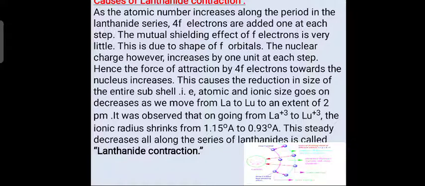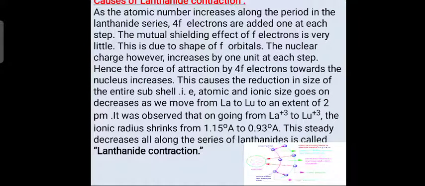This causes a reduction in size of the entire subshell. As a result, there will be a reduction in size of the entire subshell. That is, atomic and ionic size goes on decreasing as we move from lanthanum to lutetium, to an extent of 2 picometer.